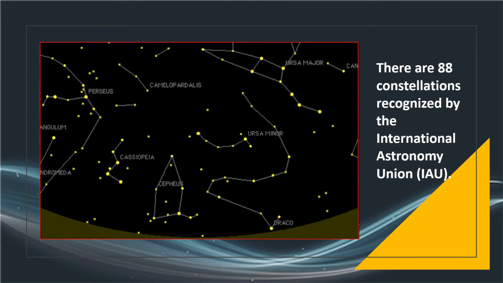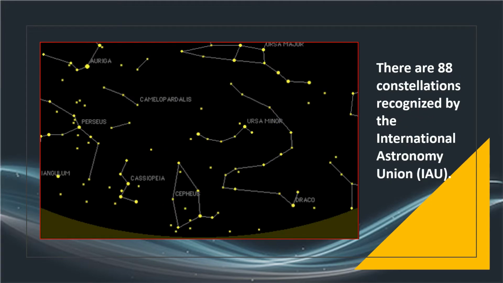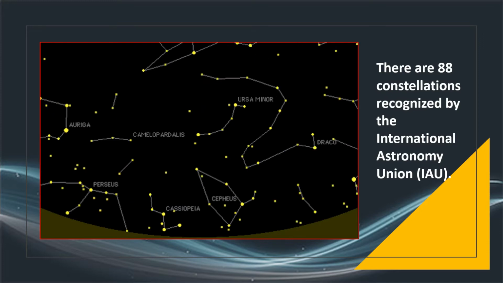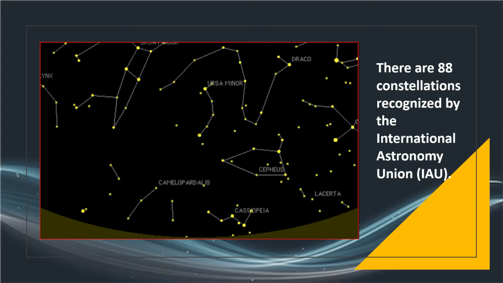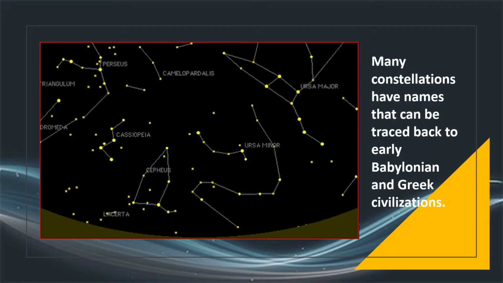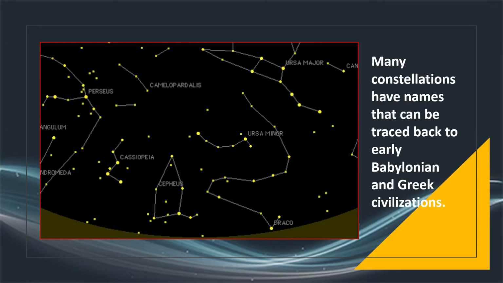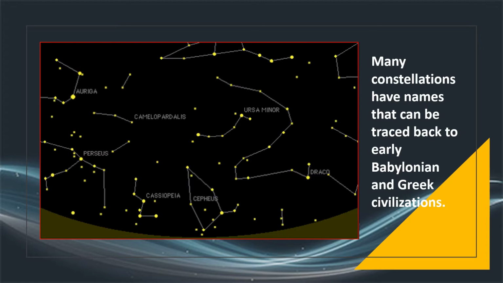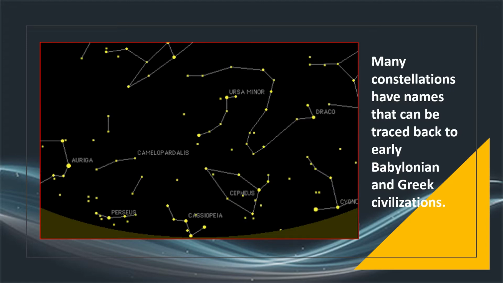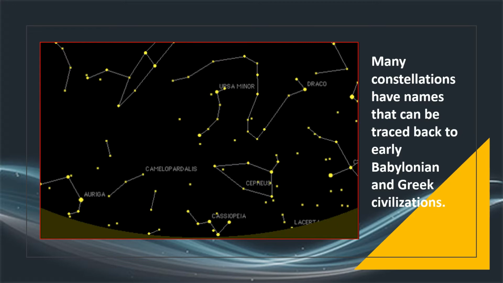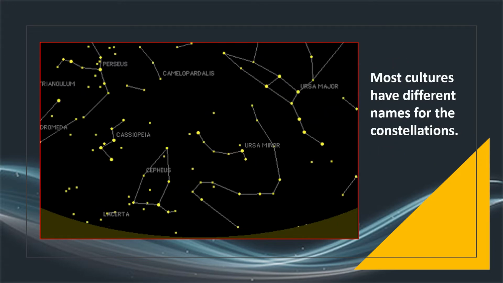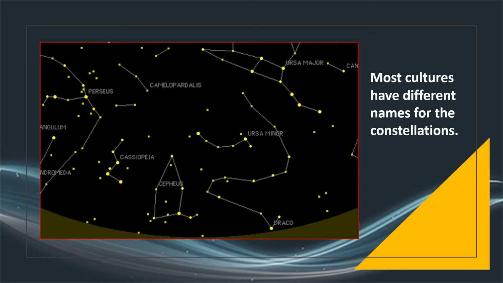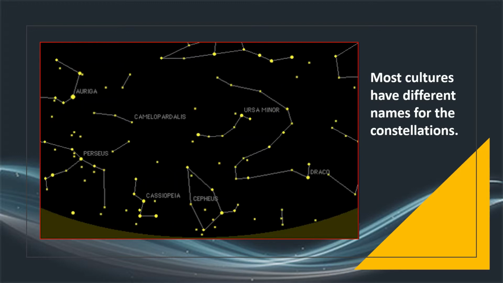There are 88 constellations recognized by the International Astronomy Union, or IAU. Many constellations have names that can be traced back to early Babylonian and Greek civilizations. Most cultures have different names for the constellations.